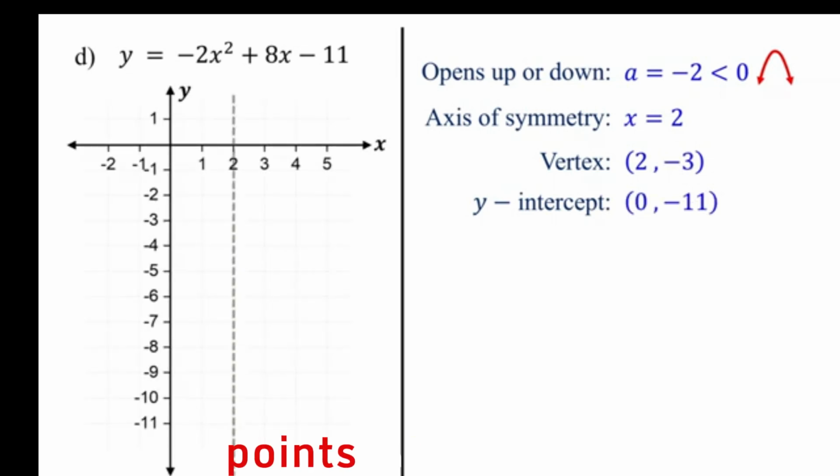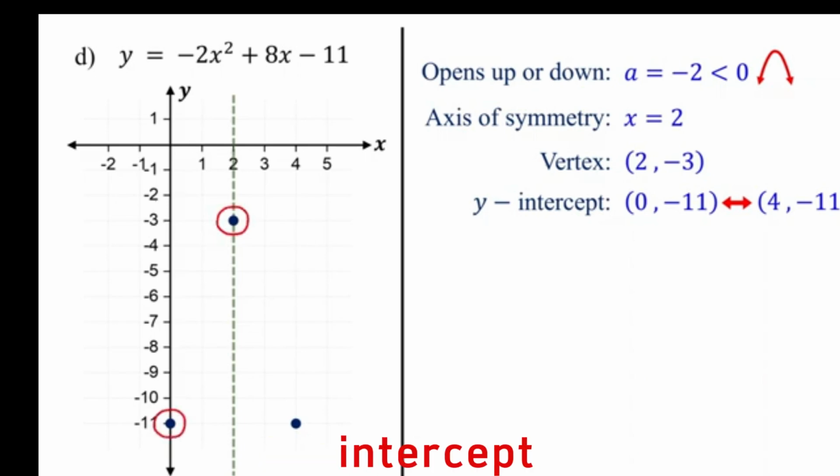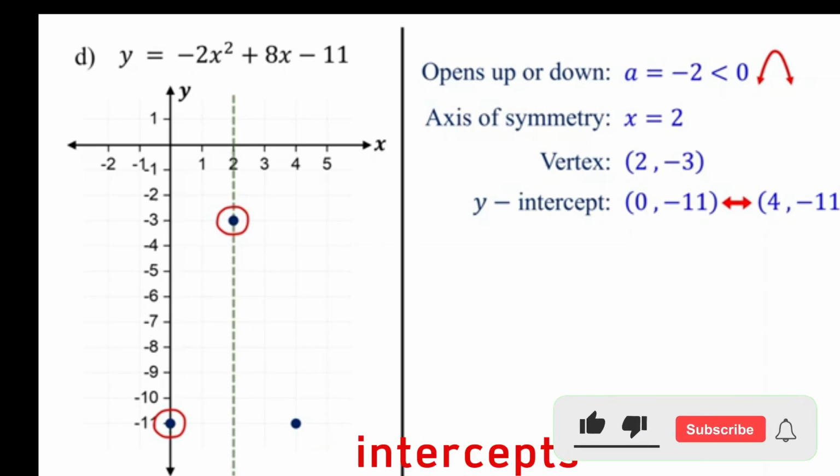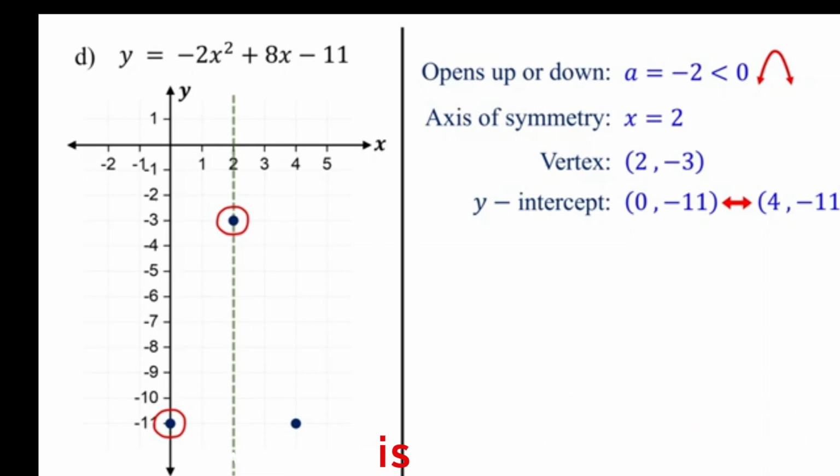Then, plot these points on the graph, and also locate a point symmetric to the y-intercept across the axis of symmetry, which is (4, -11). Notice that both the vertex and the y-intercept are below the x-axis, and we know that the parabola opens downward, which means the parabola does not cross the x-axis. So, this function has no x-intercepts. This happens when the quadratic has no real solutions, which occurs when its discriminant is negative.